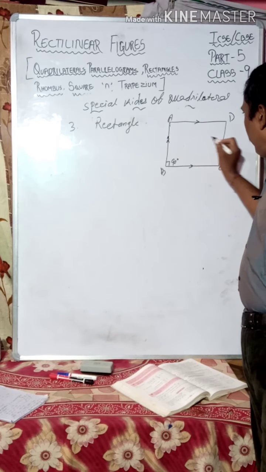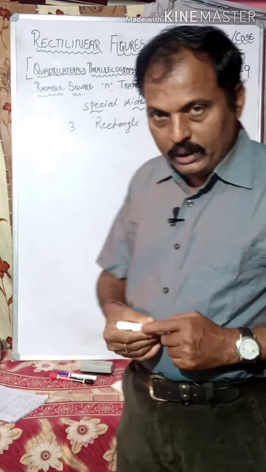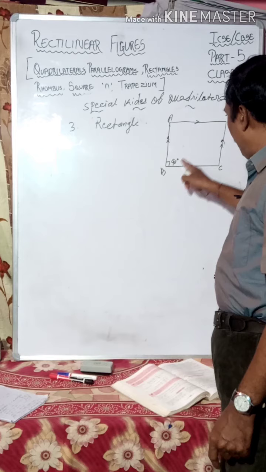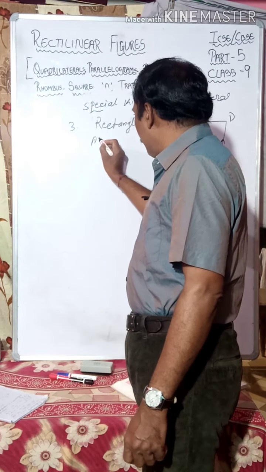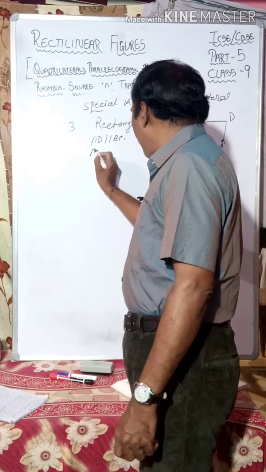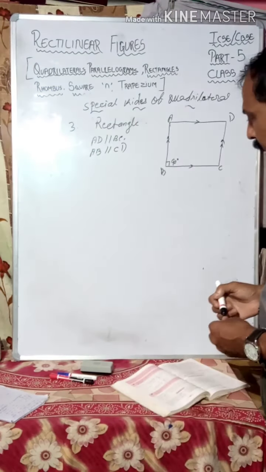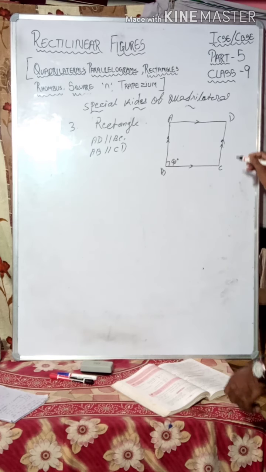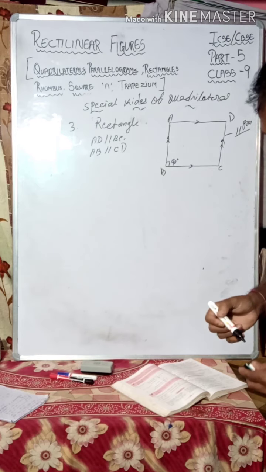According to the definition of a parallelogram, opposite sides are parallel to each other and opposite sides are also equal. So AD is parallel to BC. In this rectangle, as this is a parallelogram, AD is parallel to BC and AB is parallel to CD, because a rectangle is a parallelogram. First this is a parallelogram.